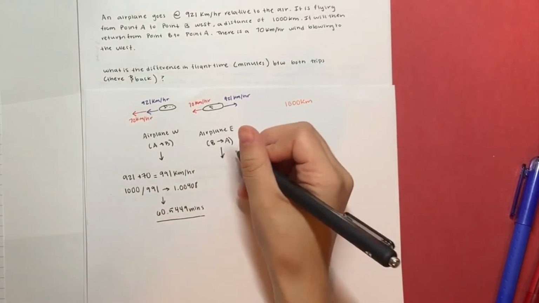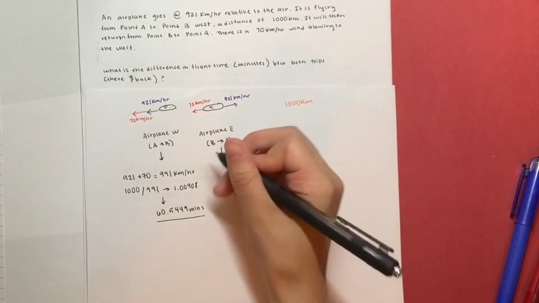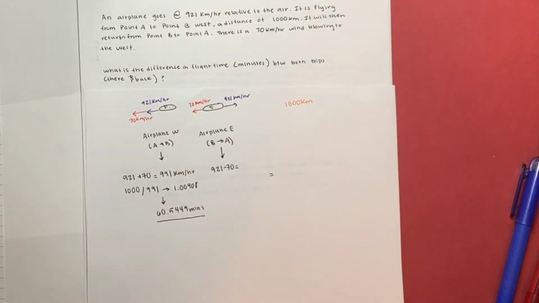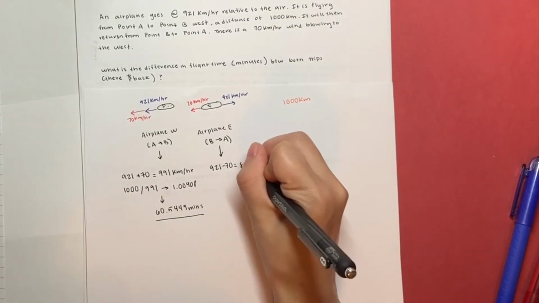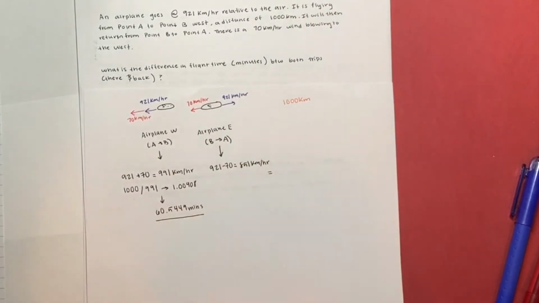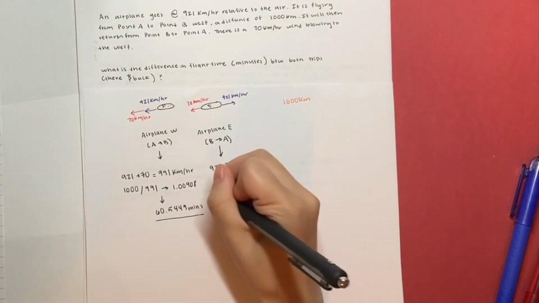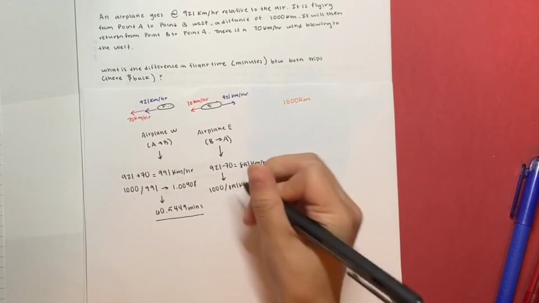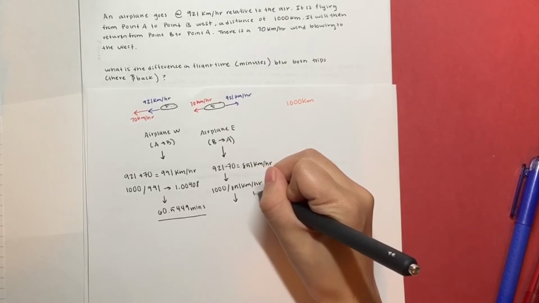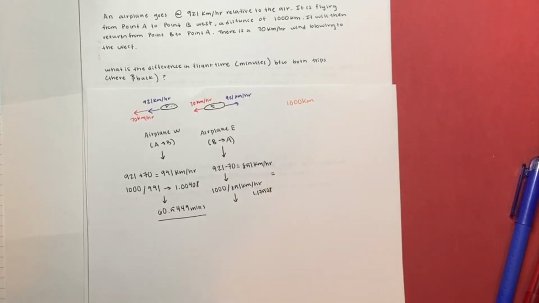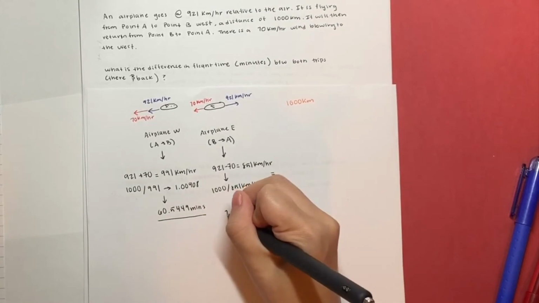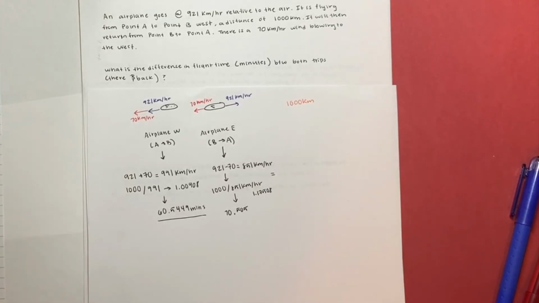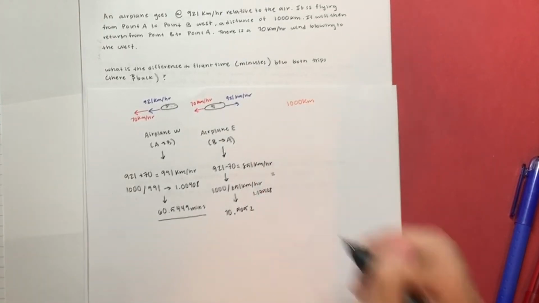And then this one, remember, is working against, so what we're going to do is 921 minus 70, since the wind is working against you. So this is 851 kilometers per hour. You're going to do the same thing, 1,000 divided by 851 kilometers per hour, which will give you 1.17508, and if you multiply that times 60, you get 70.505, or 70.5052 if you want to be more specific.